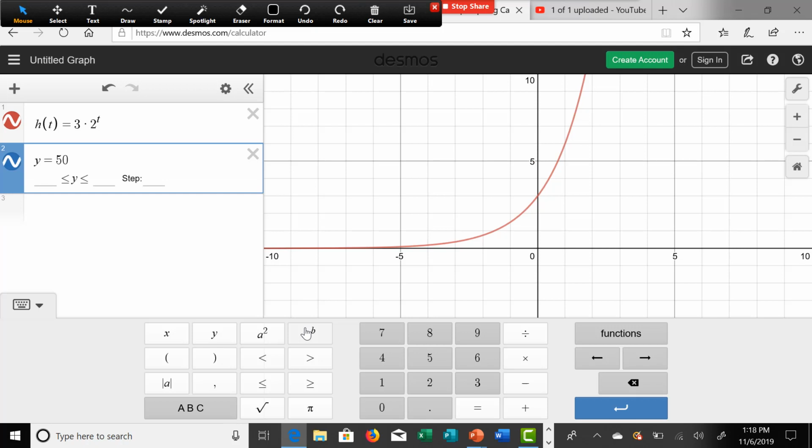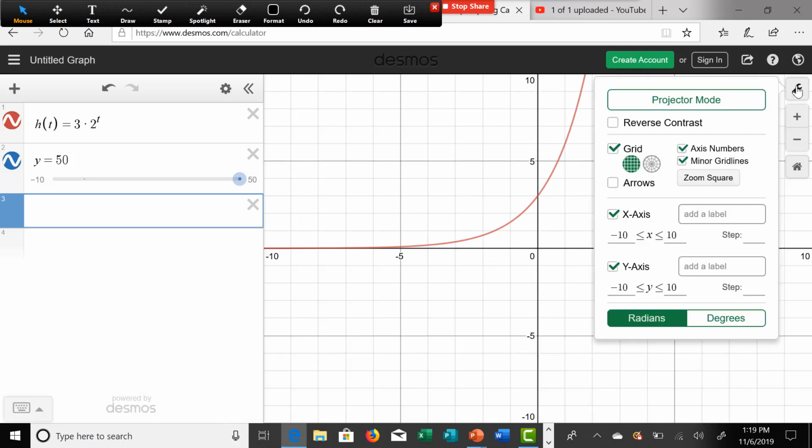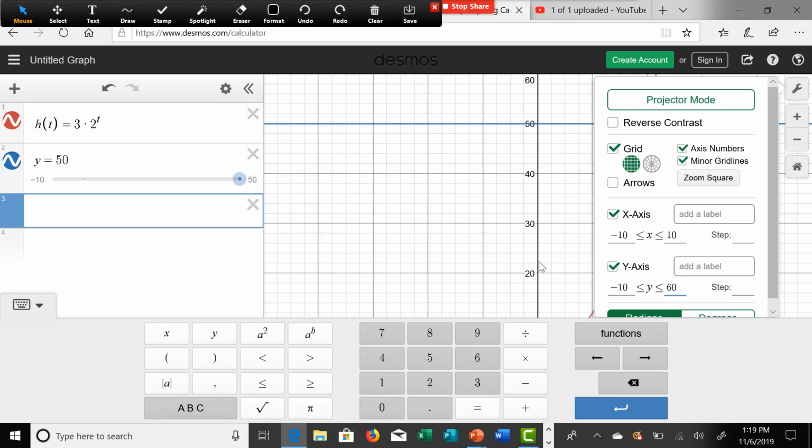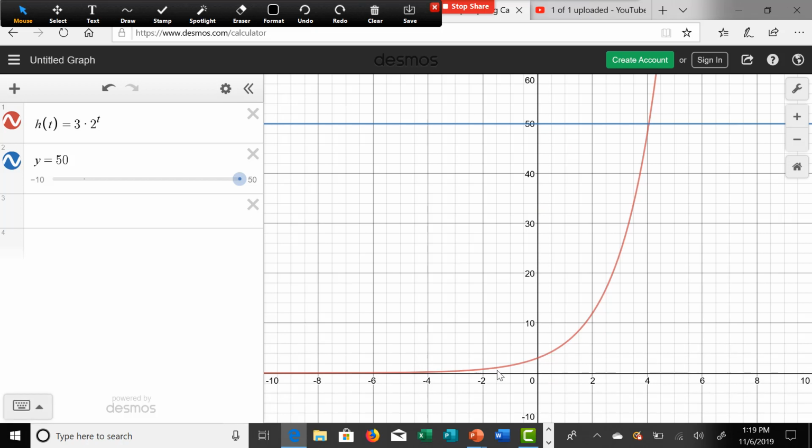Now, notice I don't see the 50 on there. So I need to make it happen so that I can see that. 50 is your y value, and notice my graph only goes up to 10. If you click the little wrench over here, you can change your y value so it'll go up high enough. Now we need a little room between 50 and the highest y value, so I'm going to go up to 60.